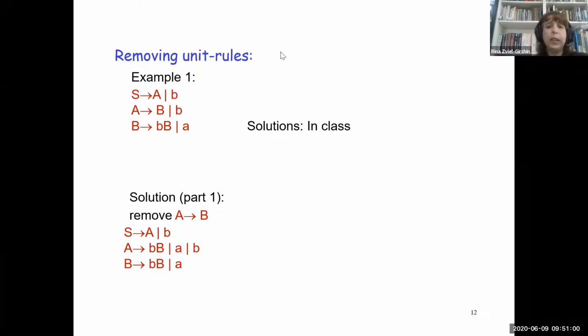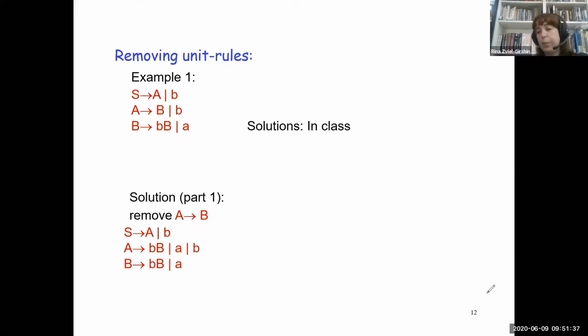Why do I choose A derives B? Because I already see that in B I don't have unit rules, so it will be a good idea to start. So how do I replace A derives B? Instead of B, I write all right-hand sides of B that I took from here, and I also add additional rules that I had for A, so I keep them. So after part 1, I deleted A derives B.